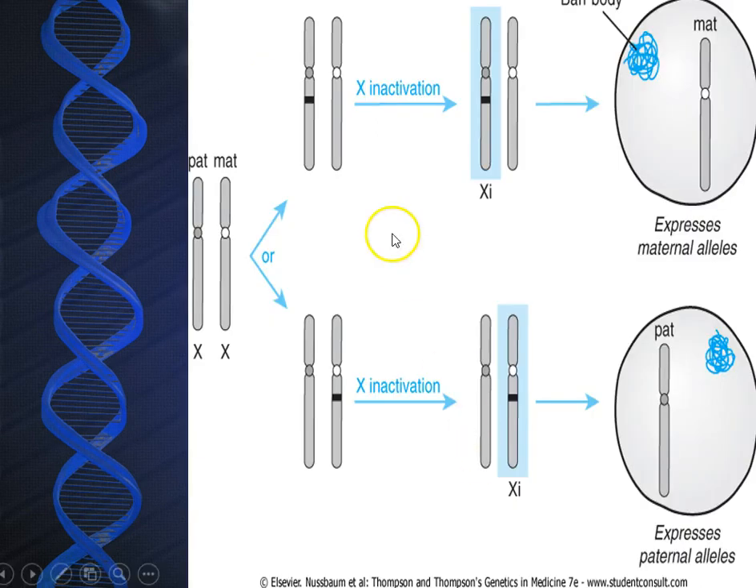So here we have a diagram. Here's the paternal X and the maternal X. In some cells, the paternal X is turned off, and this is one of the latest replicating chromosomes and is known as the bar body. And in other cells, the maternal copy is turned off.